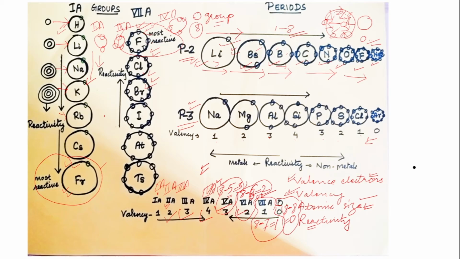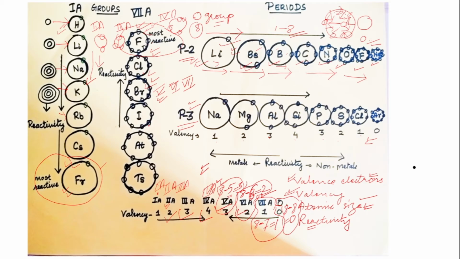In our periodic table, groups 1A, 2A up to 3A are metals. 3A also has metals in it, and group 4 is neutral. Groups 5, 6, 7 are non-metals. In case of non-metals, the smaller the atomic size, the more reactive the element is. So this is about reactivity in case of groups.